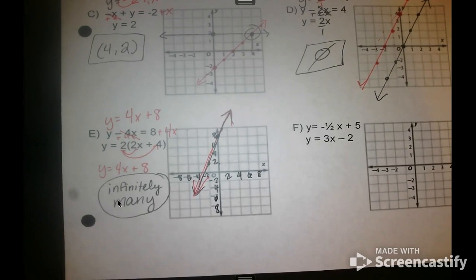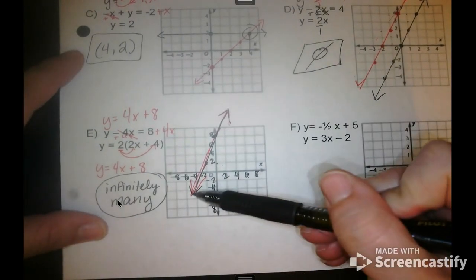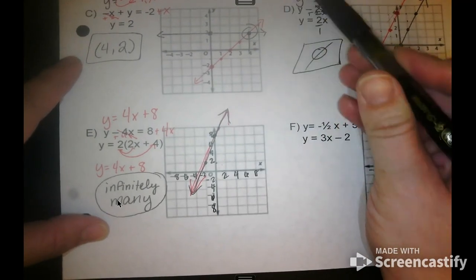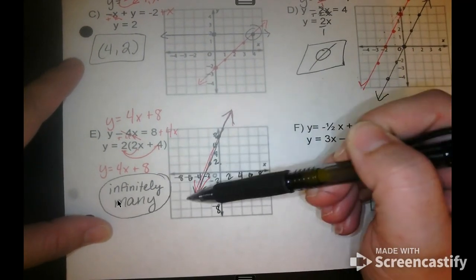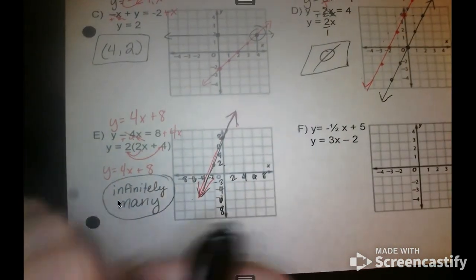Okay, but the reason we put infinitely many is because if I followed the pattern, would it ever stop? No. So it's infinitely many numbers while following that equation.